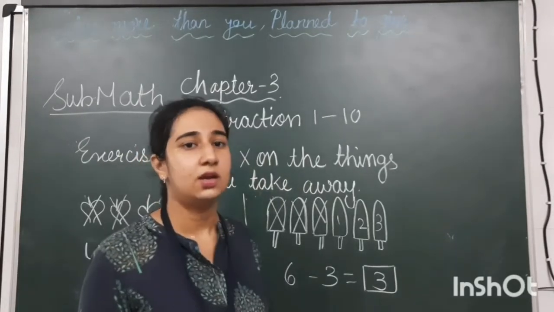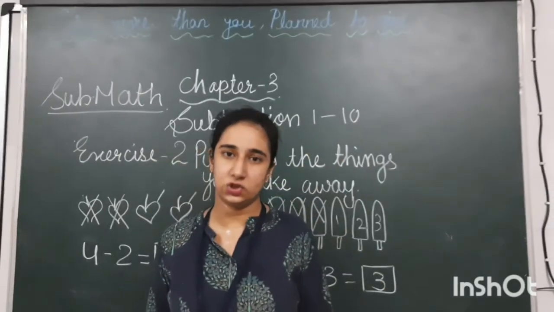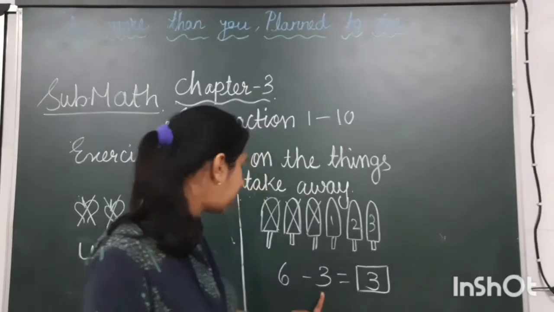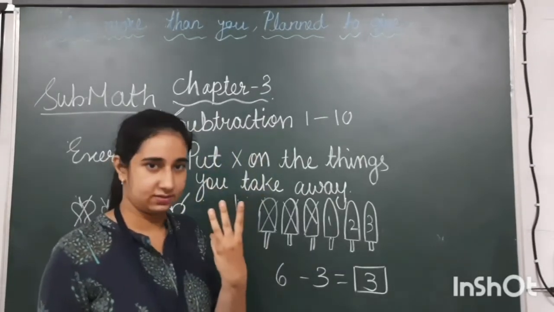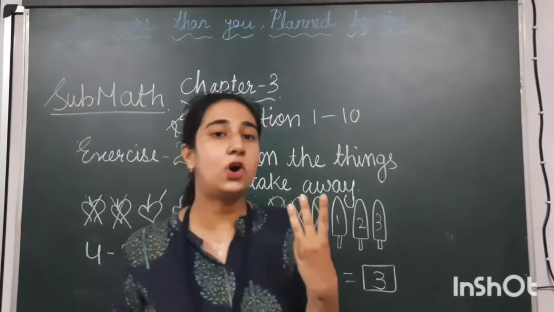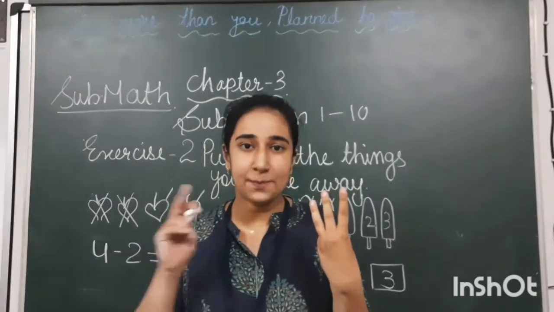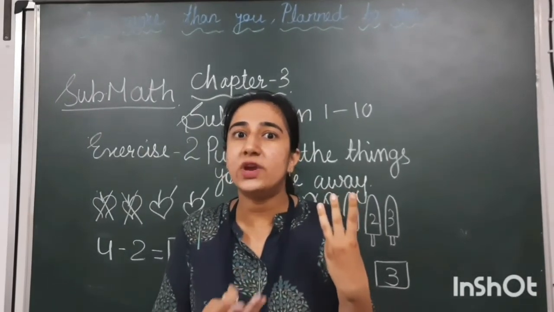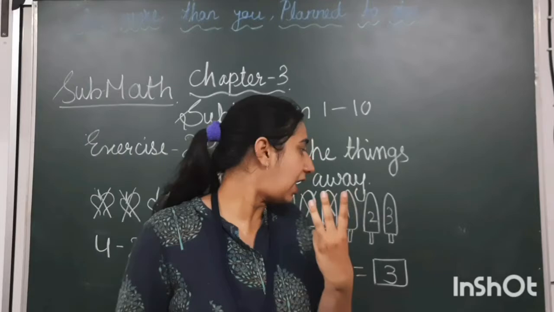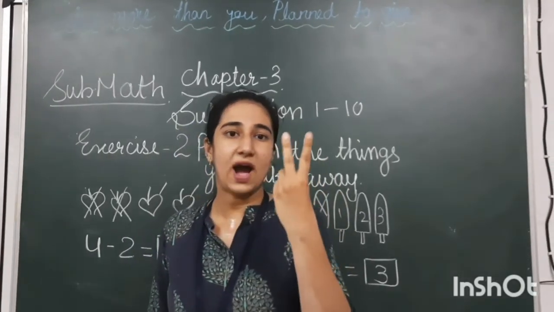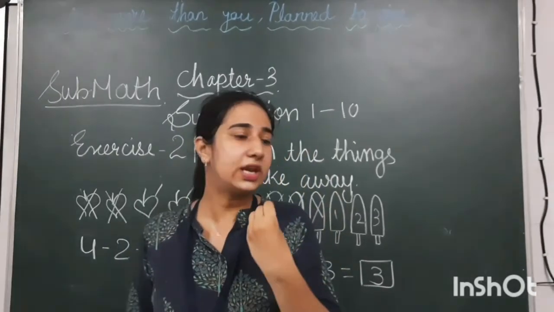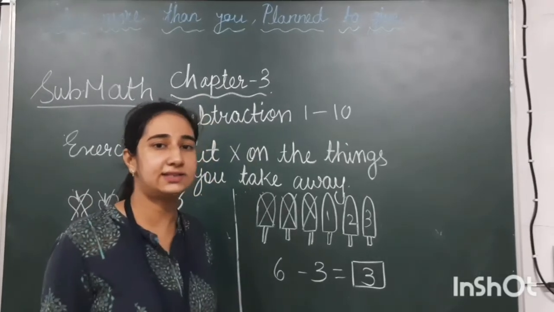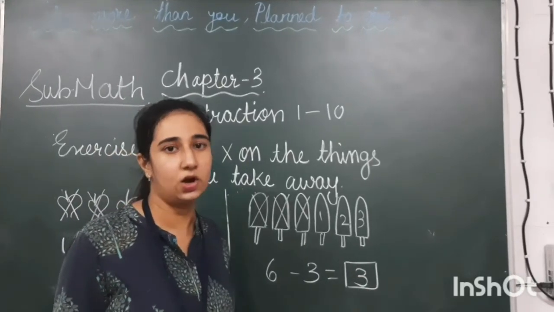Again same thing. Keep 6 in your mind. Show 3 in your fingers. Count before 6 now. In subtraction, what we do? We count before. Count before 6. 5, 4, 3. 3 is the answer that I have written here.